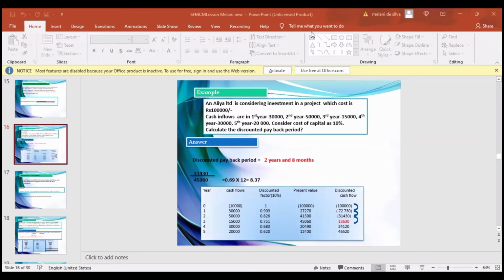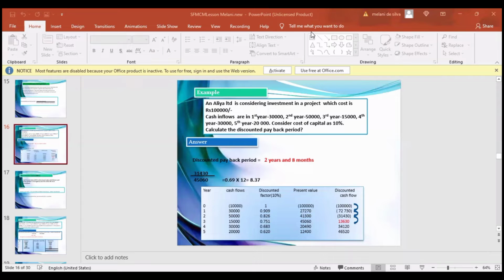In the first column, we have to put year 0 to 5. In the second column, we have to put cash inflows and cash outflows. In the third column, we have to put the discount factor. How to get the discount factor? 1 plus r power of minus n. For the first year, we calculate the discount factor this way: 1 plus 0.1 power of minus 1. Therefore, the answer became 0.909. Likewise, we have to calculate the discount factor for all 5 years.